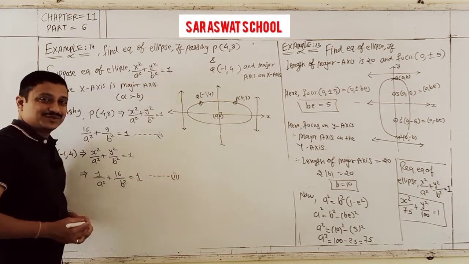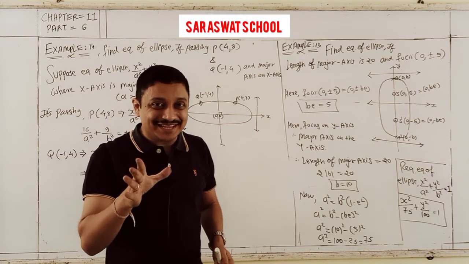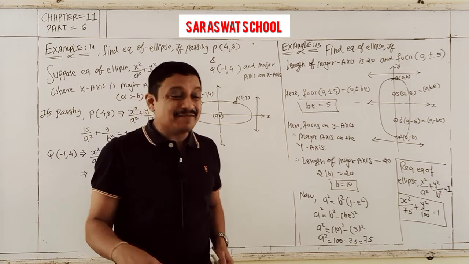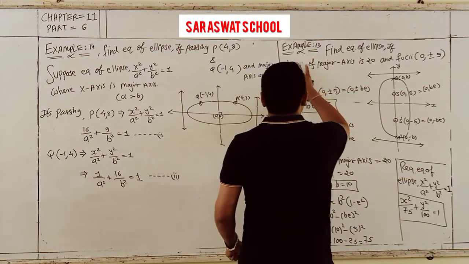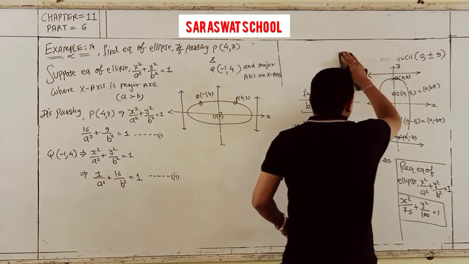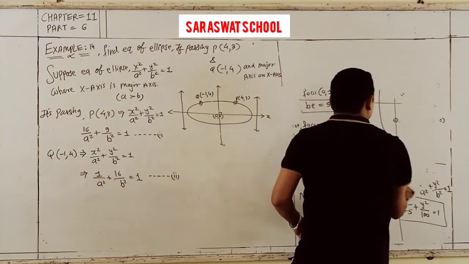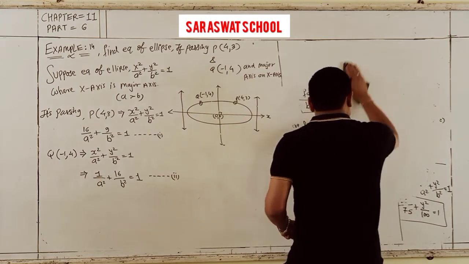Now equations 1 and 2, students, are simple. You eliminate and decide the A and B values. So I am just going to eliminate and find the A and B values one by one. It's very easy.